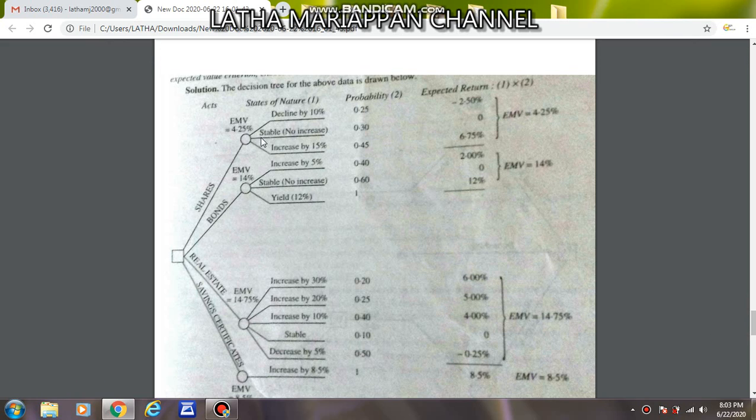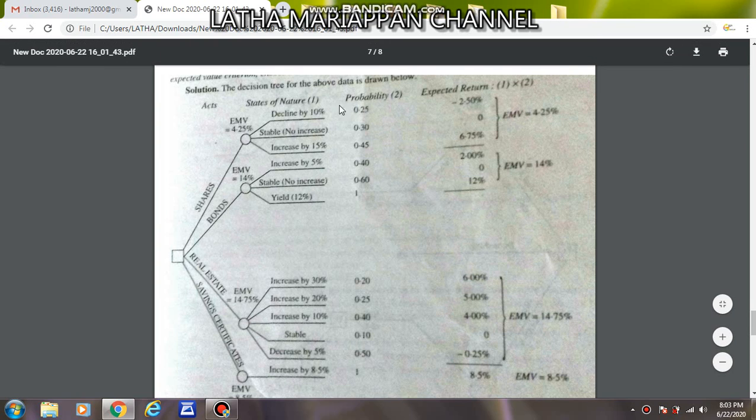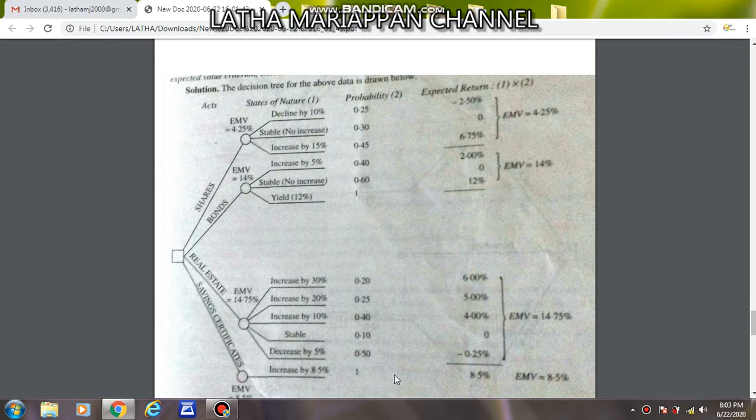So this is the given data for share, bond, real estate and saving certificate. The given data we have written here, and the probability they gave is also written here. After writing this, now you have to find out your expected return. For expected return, you have to multiply what is given in the nature of state. You multiply the 10 percentage with the probability, so 0.25.